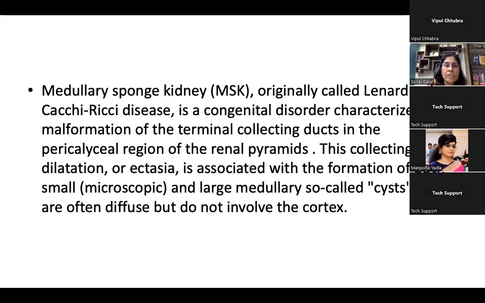Basically, medullary sponge kidney, originally called Cacchi-Ricci disease, is a congenital disorder characterized by malformation of the terminal collecting duct. And this collecting duct dilatation or ectasia is associated with formation of both small and large medullary cysts.